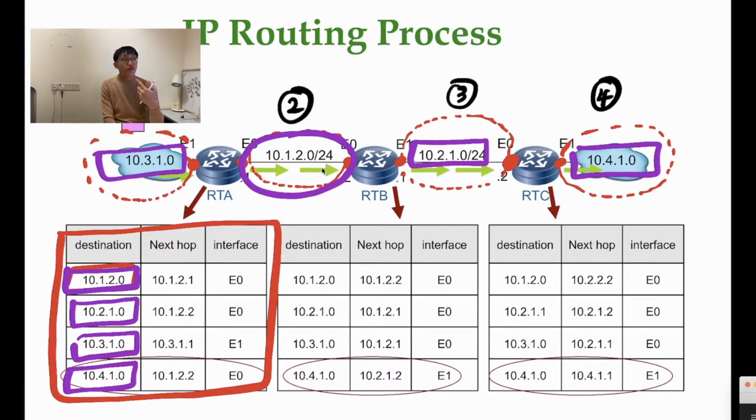Okay, so in fact, if you look at router B and router C, all the destinations are the same because we are in the same topology. So overall, you only have 4 networks. All the routers, no matter how many you have, will have the same destination network addresses, which is what you are seeing in the first column of all the routing tables.